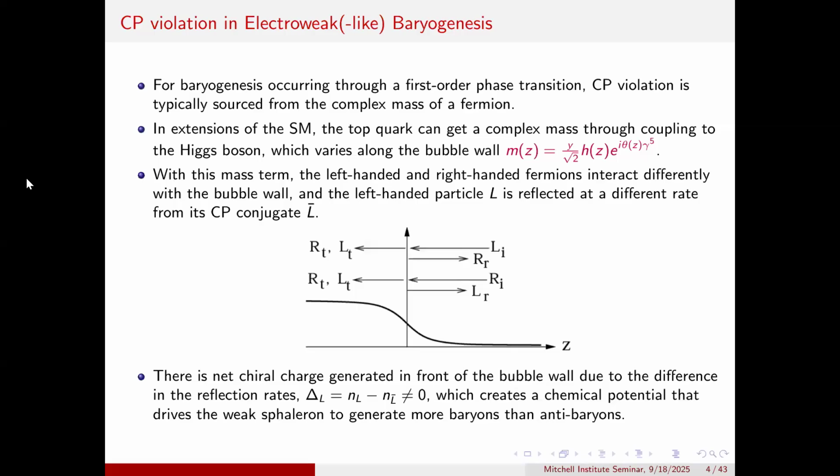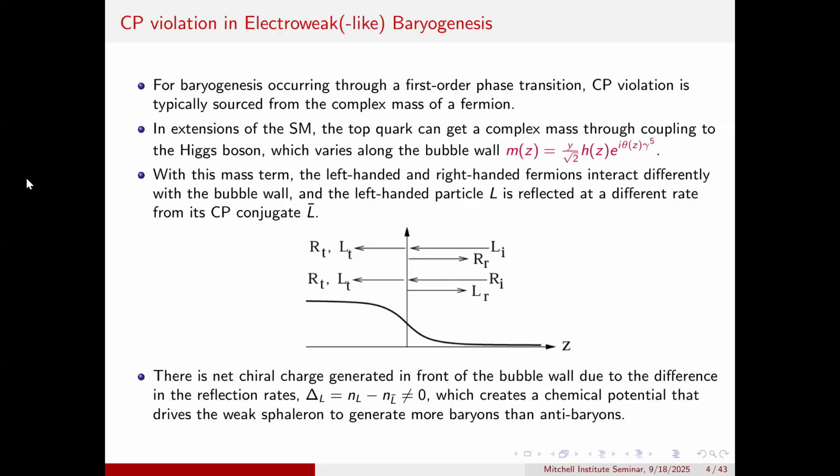I add the electroweak-like baryogenesis. By this, I mean there are a bunch of baryogenesis mechanisms which don't directly use the electroweak phase transition, but utilize some kind of first order phase transition. In that case, the scalar field is not the Higgs, but there is still a first order phase transition. In general, for this kind of baryogenesis, a typical CP violation source would be the complex mass of a fermion. I show here the bubble wall profile.